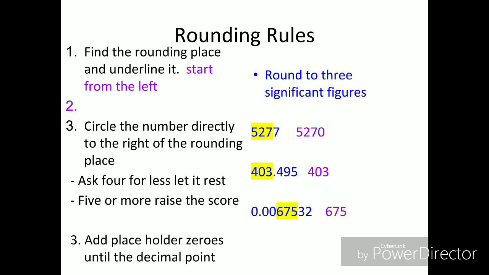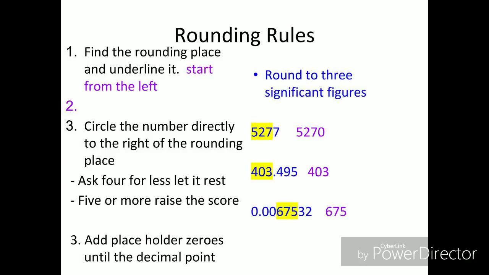Looking at the next example, you can see that the first 3 digits are 403, and a 4 follows the last digit that we wish to keep. Since 4 is less than 5, we are going to stay, never round down. So our final answer would be 403. 403 is a rounded version of 403.495.